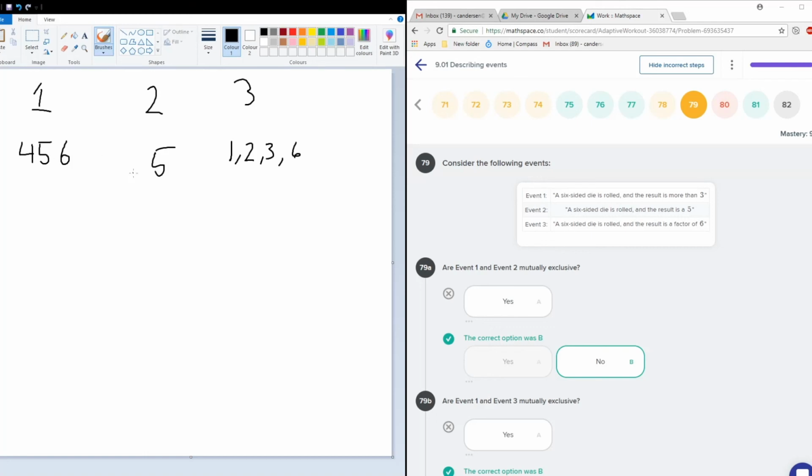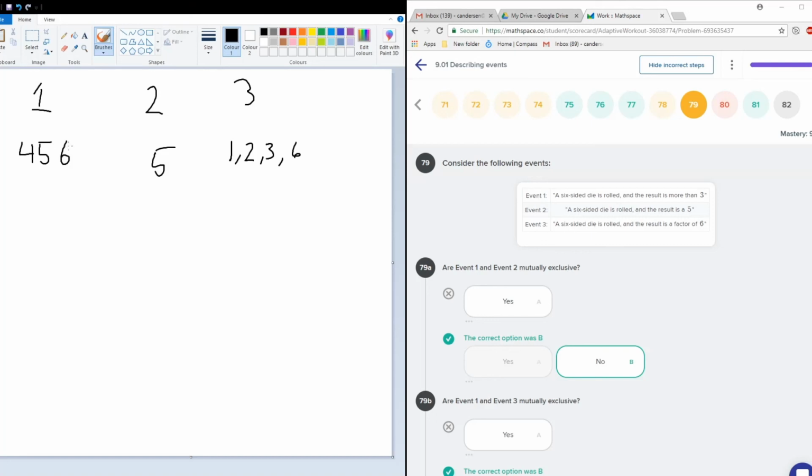Now, are event 1 and 2 mutually exclusive? Well, no, because they can happen at the same time. What about 1 and 3? Are they mutually exclusive? Well, they can happen at the same time because they both have a 6. So then they are not mutually exclusive. And what about 2 and 3? Are they mutually exclusive? Well, they are because they have different numbers.